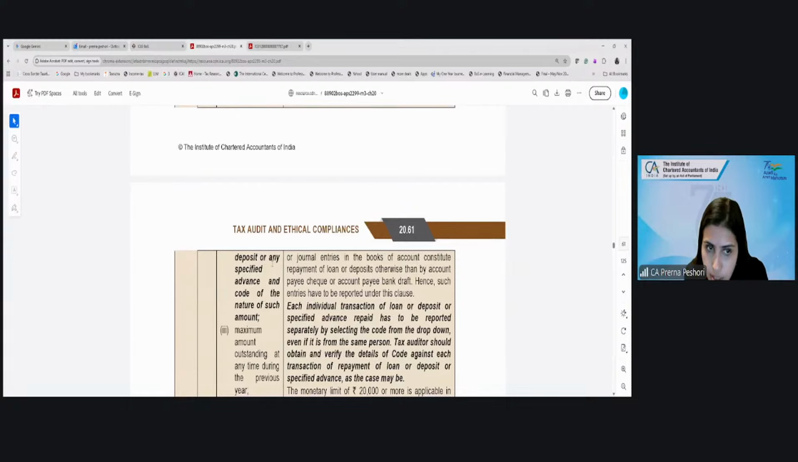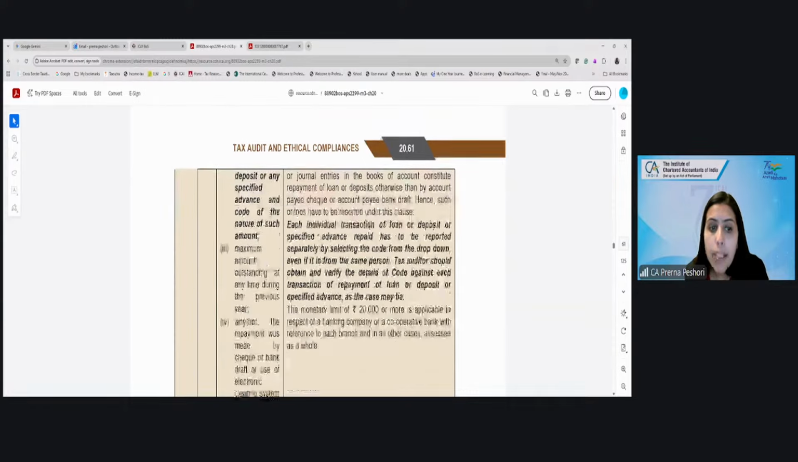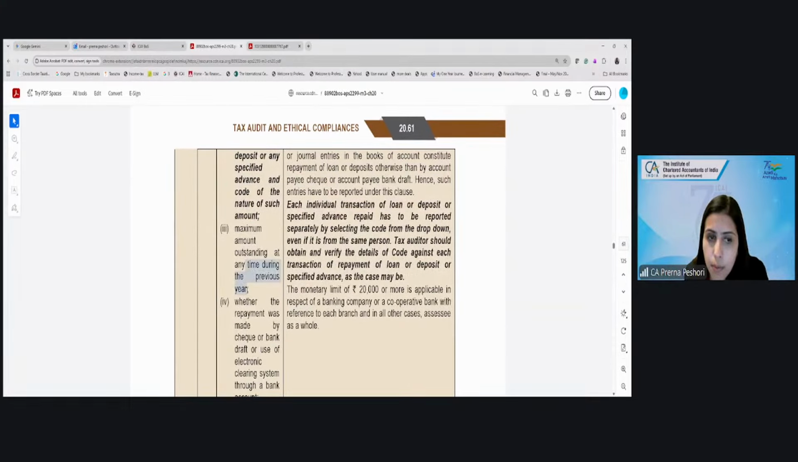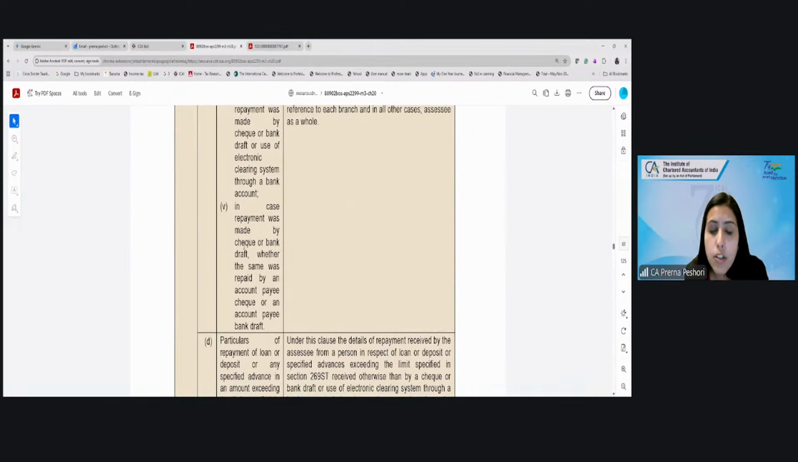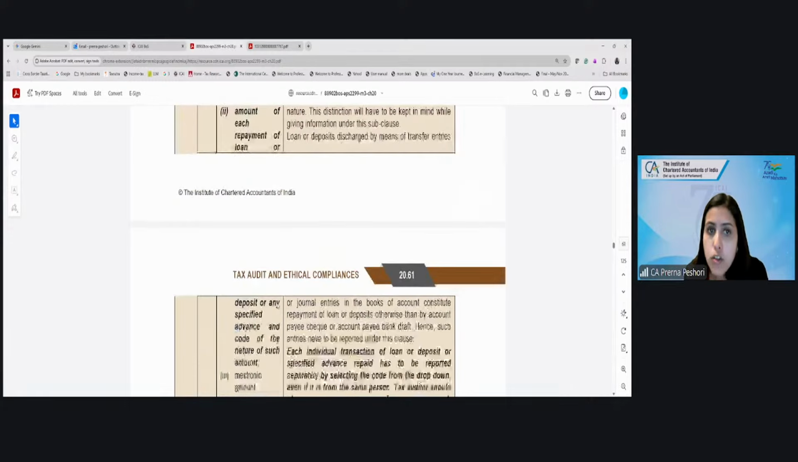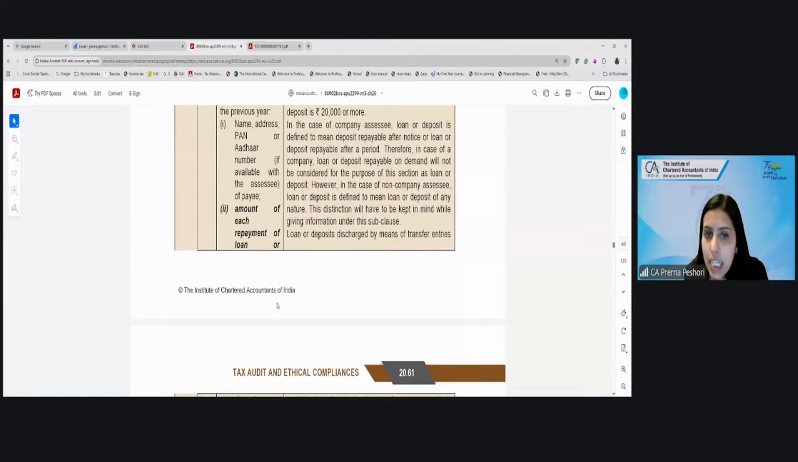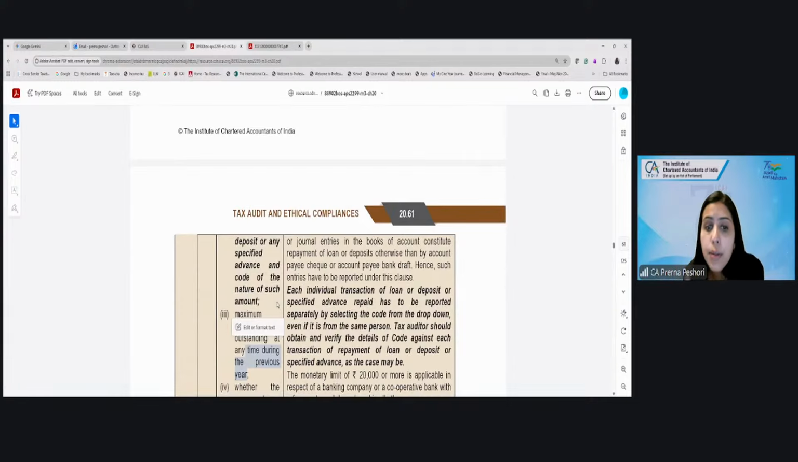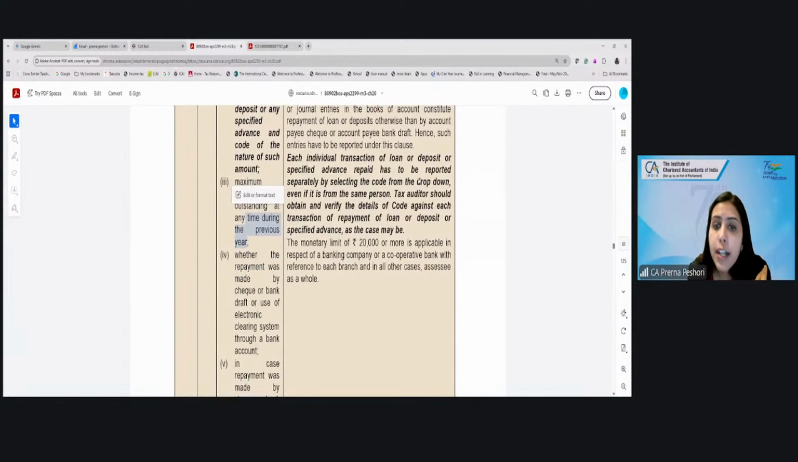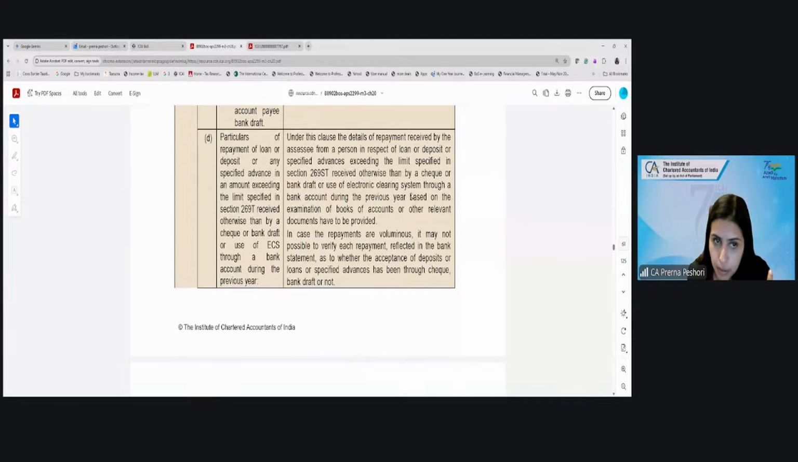Right? So here you need to report again name, PAN, Aadhaar, amount of each repayment of loan or deposit or the specified advance. If the advance for the immovable property is returned back, maximum amount outstanding at any time during the previous year, whether the repayment was made by the check or bank draft or ECS. In case the repayment was made by the check or bank draft, whether the same was by an account payee check or bank draft. So that needs to be reported under 269T in this particular clause. So again, you will need to see how the repayment has been made for each and every loan or for the advances in respect of the immovable property.